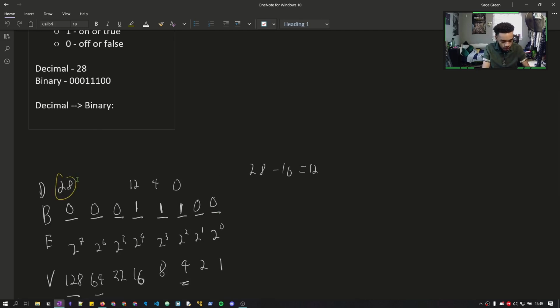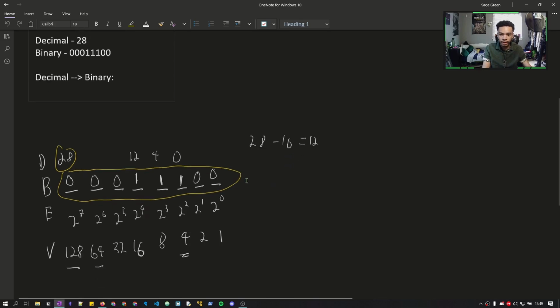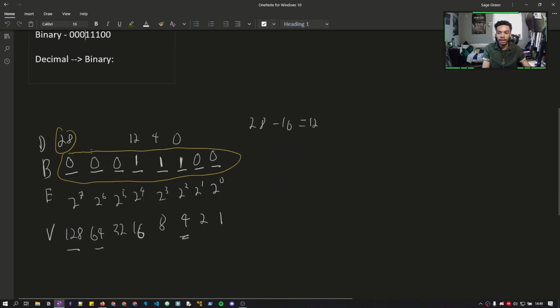And our binary number of 0, 0, 0, 1, 1, 1, 0, 0, 0. This is the same number, right? We can just see how we converted it from a decimal number to a binary number, all right?